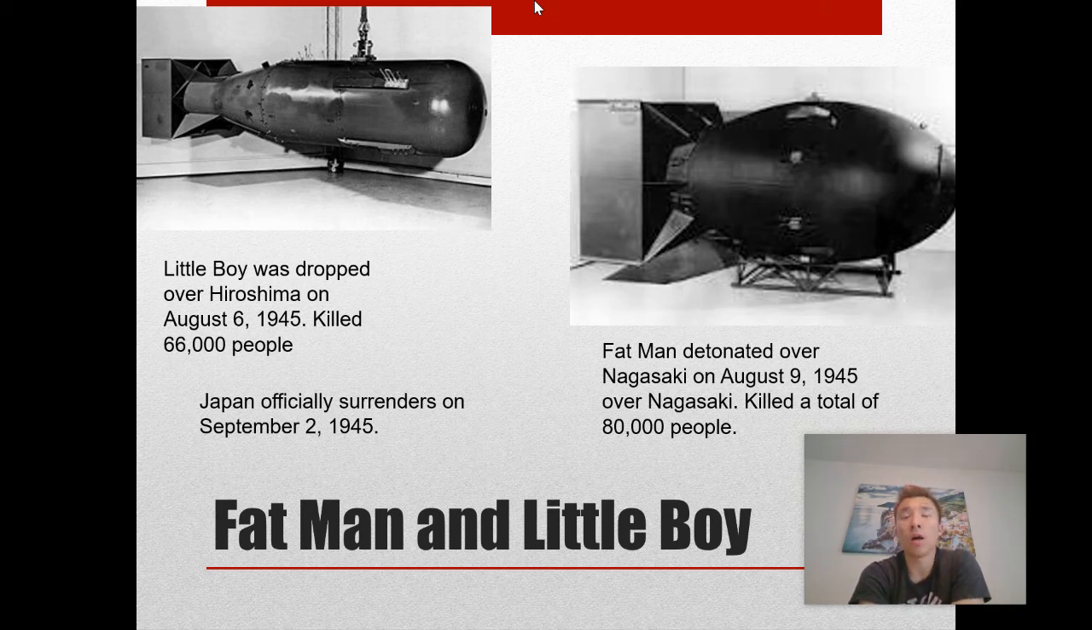All in all, within the few couple of days here, there were over 200,000 casualties, over 140,000 deaths, and many thousands more within the next few days, weeks, months, and years would die because of exposure to radiation from the bomb. And so Japan officially surrenders on September 2nd of 1945, also called VJ Day, or Victory over Japan Day.